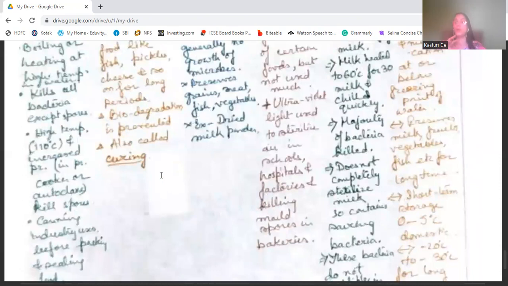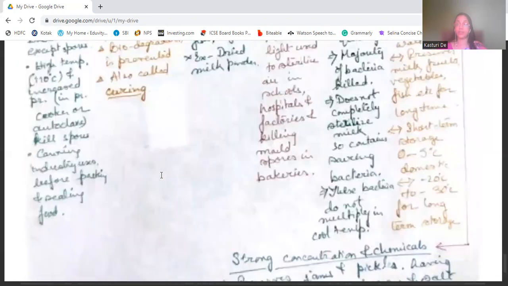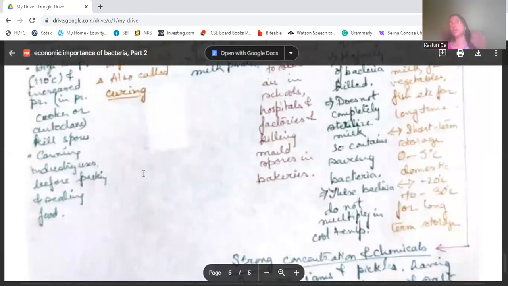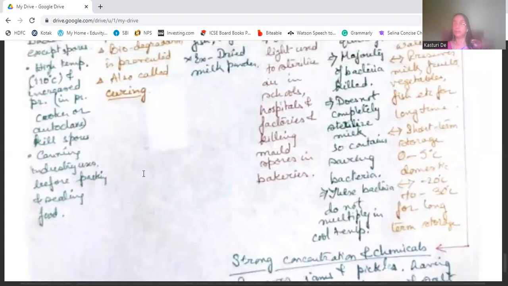So it will not sterilize the whole milk. It contains some of the bacteria which can cause souring of the milk. So souring bacteria are still left in that milk, which can do harm to the milk. These bacteria do not multiply in the cool temperature. So the milk is cooled so that these souring bacteria will not multiply.